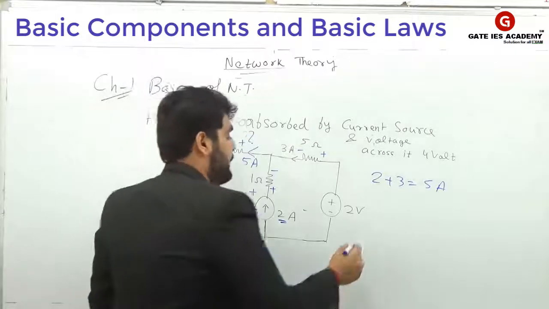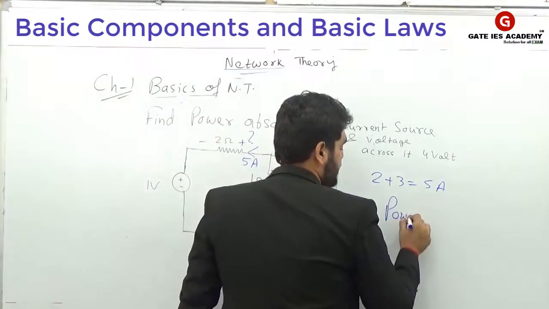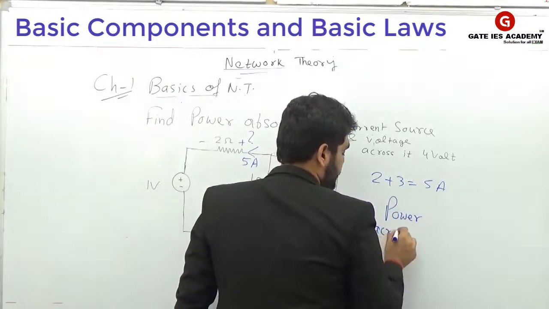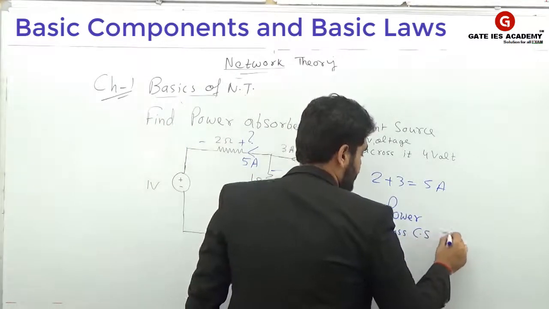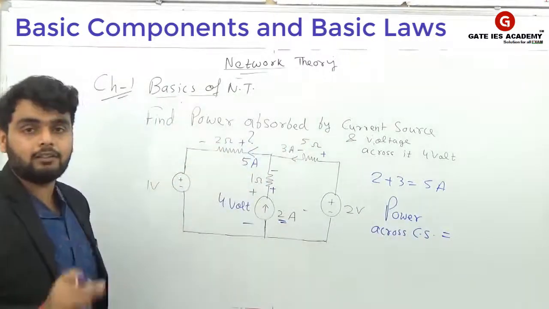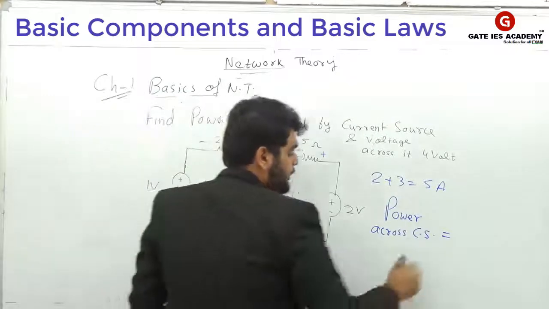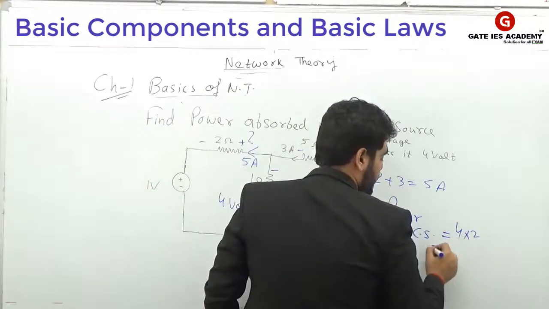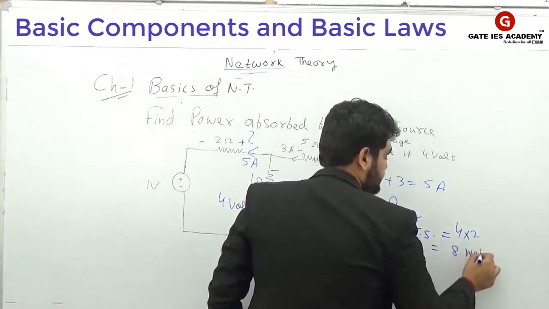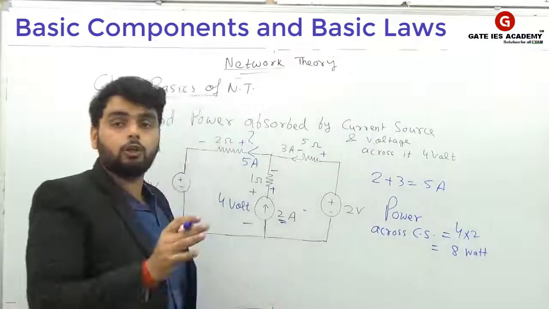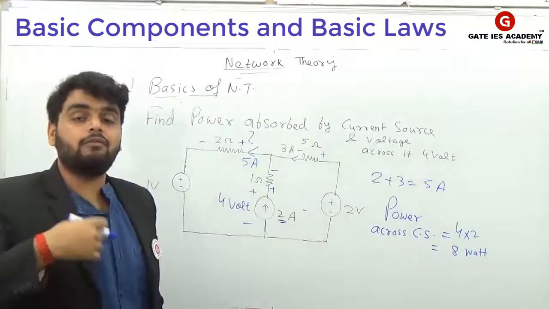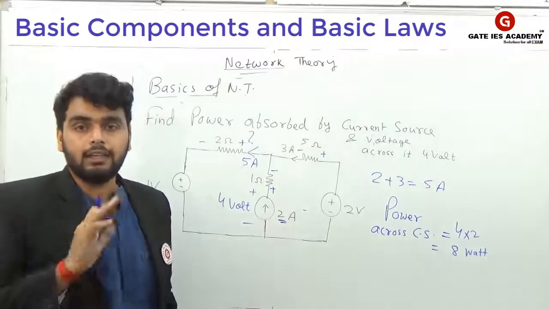Now, what is the power across the current source? Tell me, what is the power here? I am only asking the magnitude right now. Power here is 4 multiplied by 2, it is simple, equal to 8 watt. Now you have to see whether the power is absorbing or delivering.